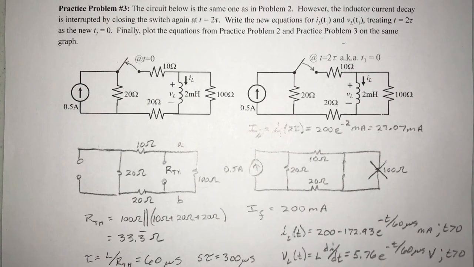IL as a function of t is 200 minus 172.93 e to the minus t over 60 microseconds. This is in milliamps for t greater than 0. The voltage is found by taking the derivative of the current, multiplying it by L, which is 5.76 e to the minus t over 60 microseconds volts for t greater than 0. Now we can plot the graphs.